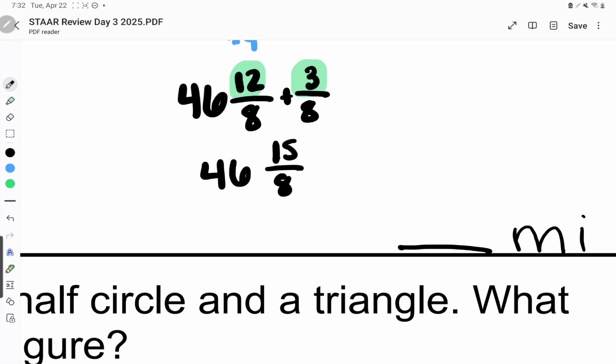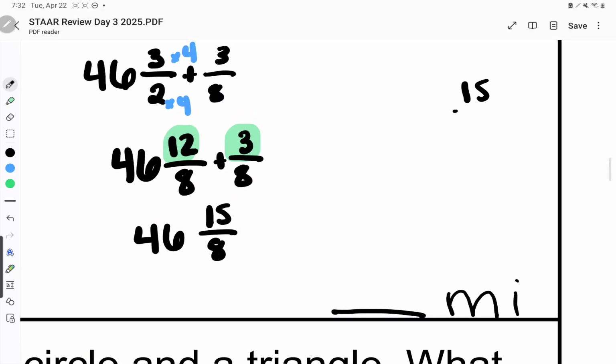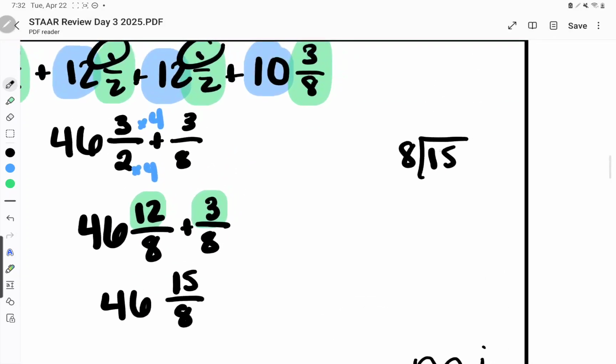Well, then I have a problem. My numerator is bigger than my denominator. So that means I need to turn that back into a mixed fraction. And how do I do that? I would divide. So I would do 15 divided by 8. 8 goes into 15 once. 1 times 8 gives me 8, and subtracting that gives me 7.